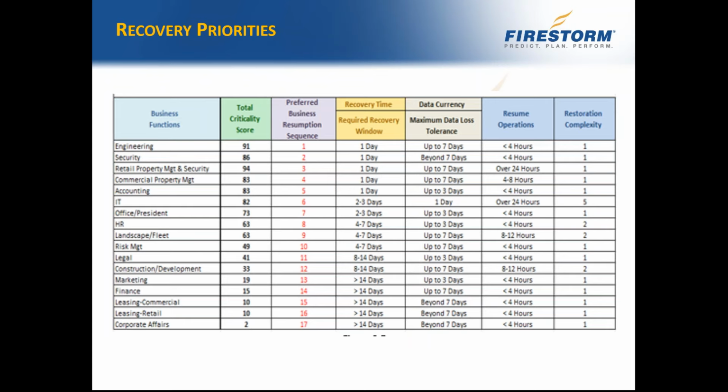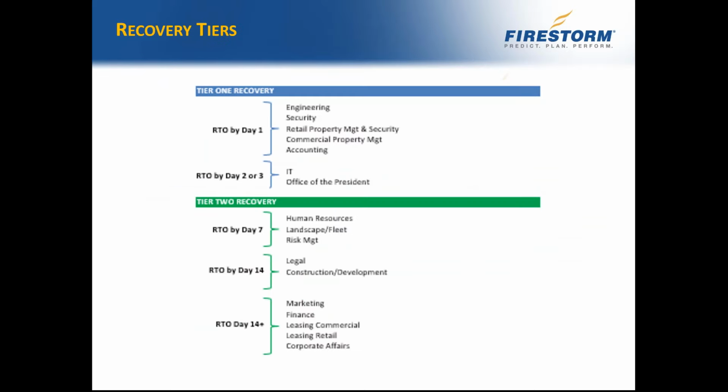Here's the preferred business resumption sequence. I don't know why that was a tongue twister, but it was. The recovery time window: how current does our data have to be, how long is it going to take us to resume the operations, and how complex is it to do so. All of this data comes out of your business impact analysis. That's why this is such an important tool.